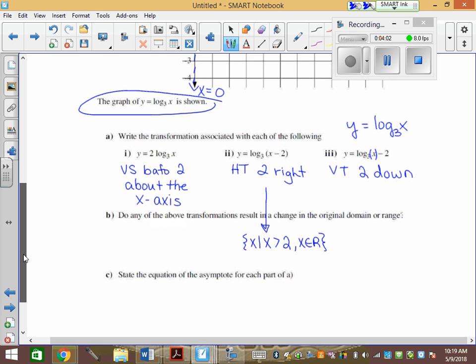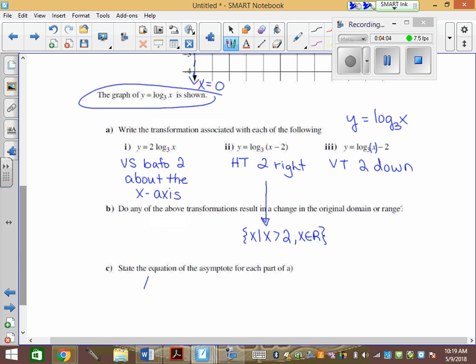So what's the asymptote for the first one? X equals what? 0. What's my asymptote for this one? X equals 2. And what's the asymptote for this one? X equals 0. It didn't move at all, right? It needs to move to the right or the left. They're all 3 separate equations. They're not building off of each other.